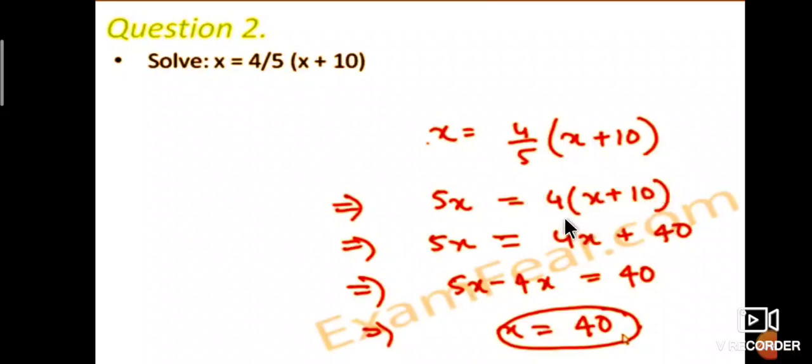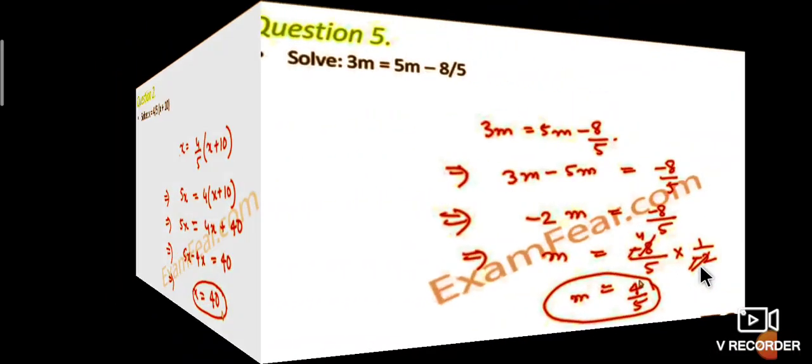First, we remove the bracket, therefore multiplying on both sides, 4 into both x and 10. Therefore, 4x plus 40. Now transfer 4x from RHS to LHS; plus 4x becomes minus 4x. According to this, 5x minus 4x is equal to 40. Subtracting 4x from 5x, 5x minus 4x is equal to x. x is equal to 40. This is the solution of the equation.